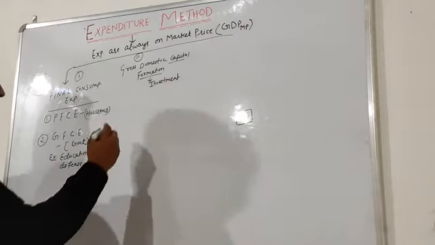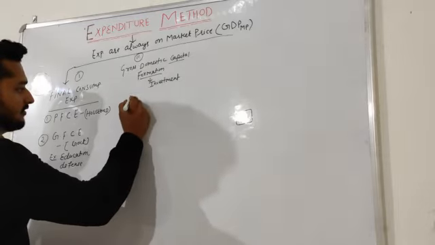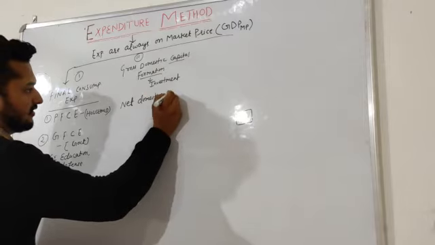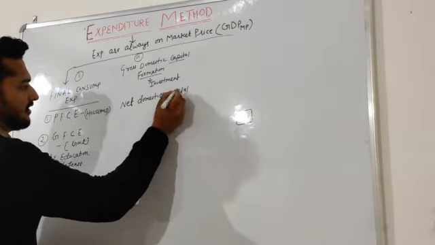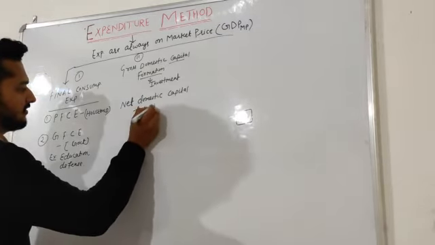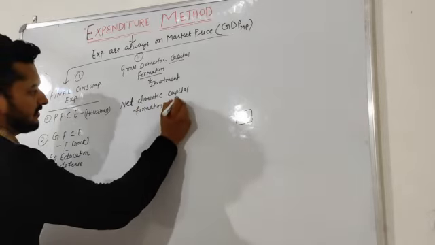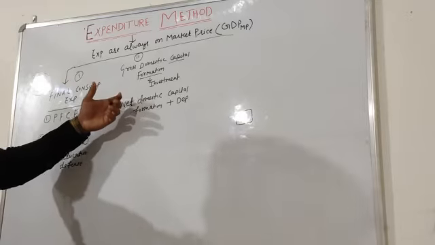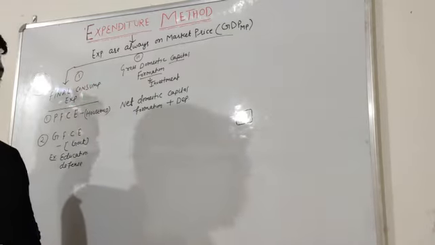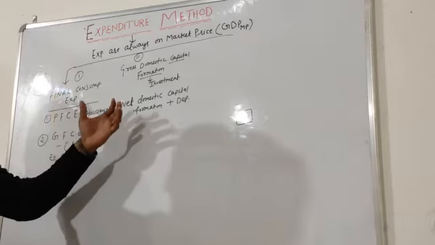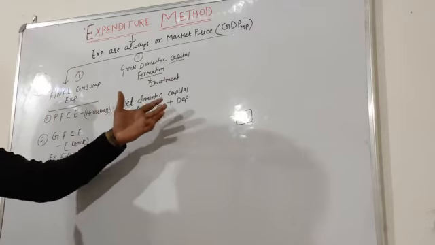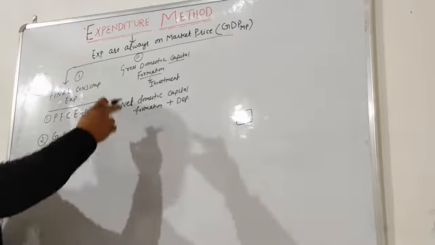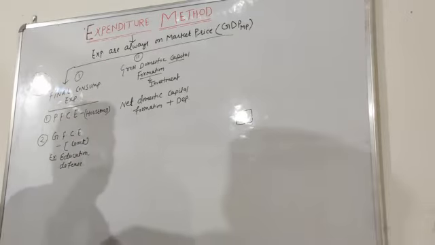Gross domestic capital formation is equal to net domestic capital formation plus depreciation. If gross domestic capital formation is not given in a question, then pick up net domestic capital formation plus depreciation, and at last you will reach gross domestic capital formation.